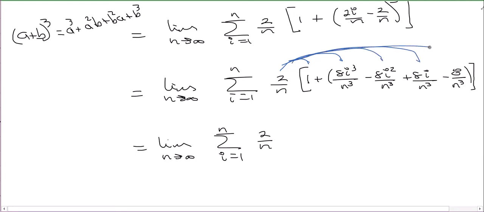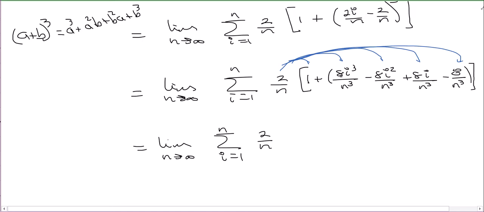There are different ways to approach this. I could also think of factoring out the 2 over n out of the sum, right? Because the i is the thing that's changing in the sum. So I could factor the 2 over n, treat it as a constant outside of the sum. But I'm going to multiply it in. So I'm going to have 2 over n times 1.